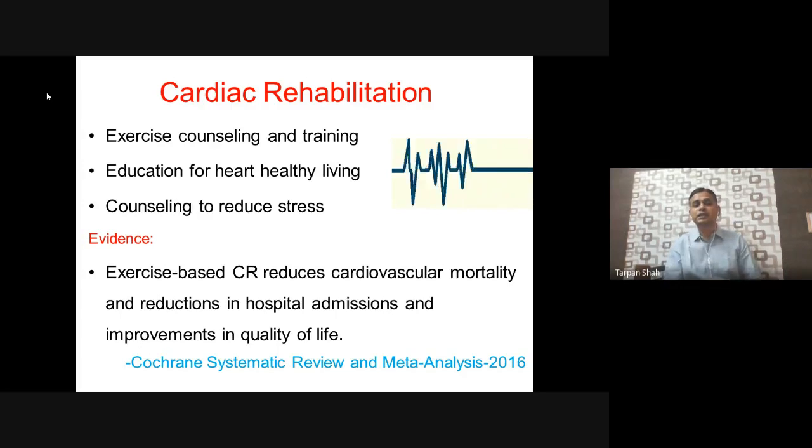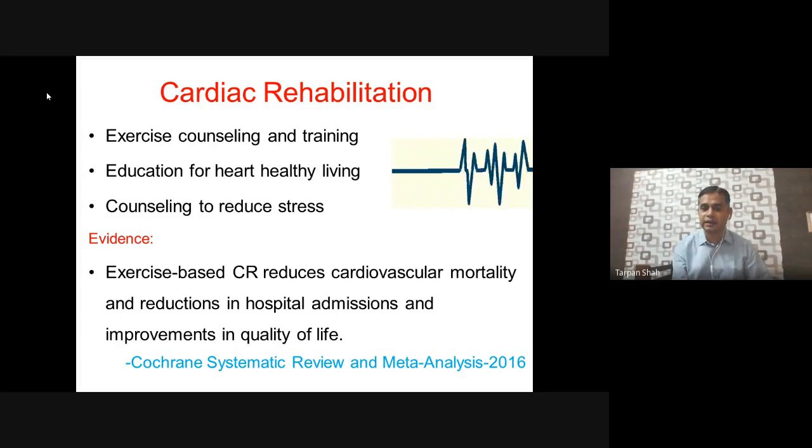Now let us come to the evidence we have for cardiac rehabilitation. Exercise-based cardiac rehabilitation reduces cardiovascular mortality and hospital admissions, and improves the quality of life by decreasing their symptoms, improving their activity of daily living, and improving their cardiovascular functional capacity. This evidence is taken from the Cochrane Systematic Review and Meta-Analysis 2016.